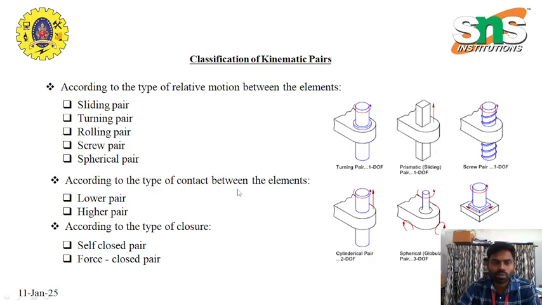The next one is according to the type of contact between the elements, and the classification is lower pair and higher pair. In a lower pair, the contact between the two elements is a surface contact. If it has surface contact, it is a lower pair, and if it has point or line contact, it is the higher pair. The next one is according to the type of closure: self closed pair or force closed pair.